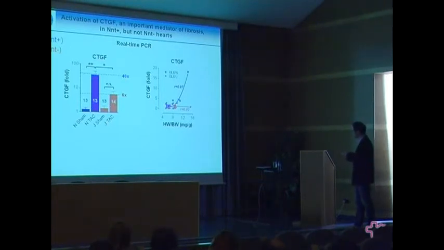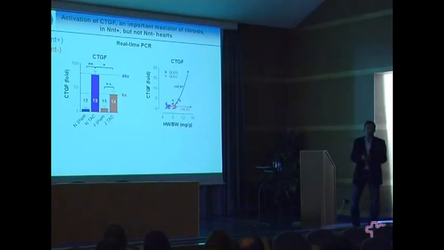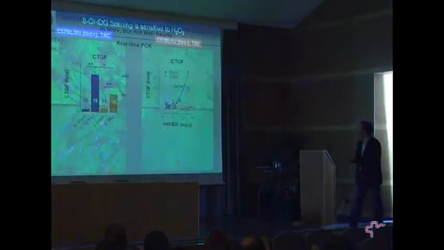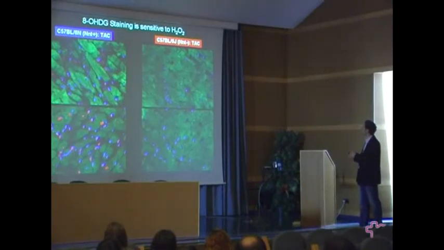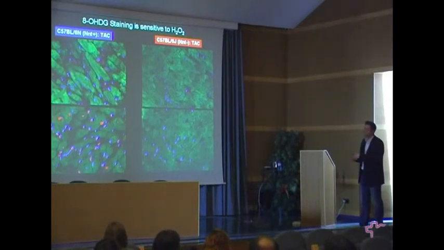And this is a data set with some preliminary data, but even in those animals that had a high increase in heart weight to body weight ratio, this group had a clearly reduced activation of CTGF. And CTGF is known to be activated by H2O2, its expression. So we looked at H2O2 in these hearts, and we did this by 8-hydroxy-deoxyguanosine staining. And this is a staining that will turn red when there is a reaction with H2O2.